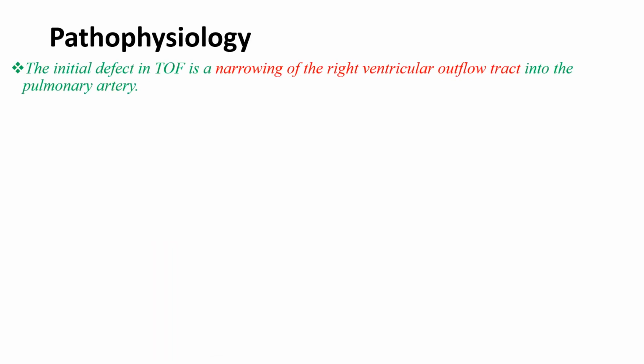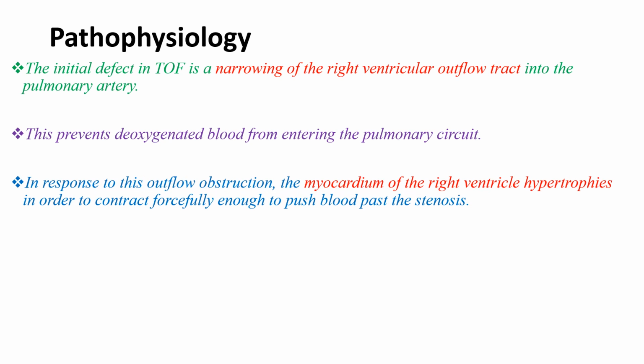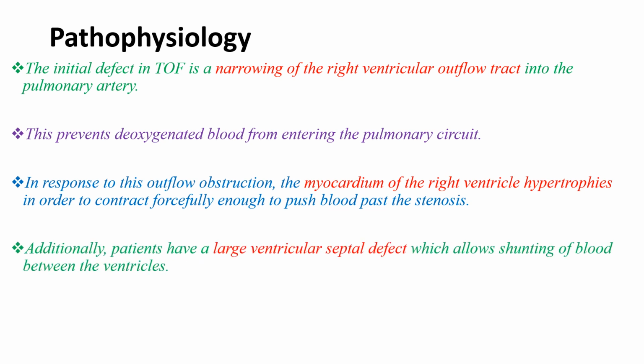The initial defect in Tetralogy of Fallot is a narrowing of the right ventricular outflow tract into the pulmonary artery. This prevents deoxygenated blood from entering the pulmonary circuit. In response to this outflow obstruction, the myocardium of the right ventricle hypertrophies in order to contract forcefully enough to push blood past the stenosis. Additionally, patients have a large ventricular septal defect, which allows shunting of blood between the ventricles.